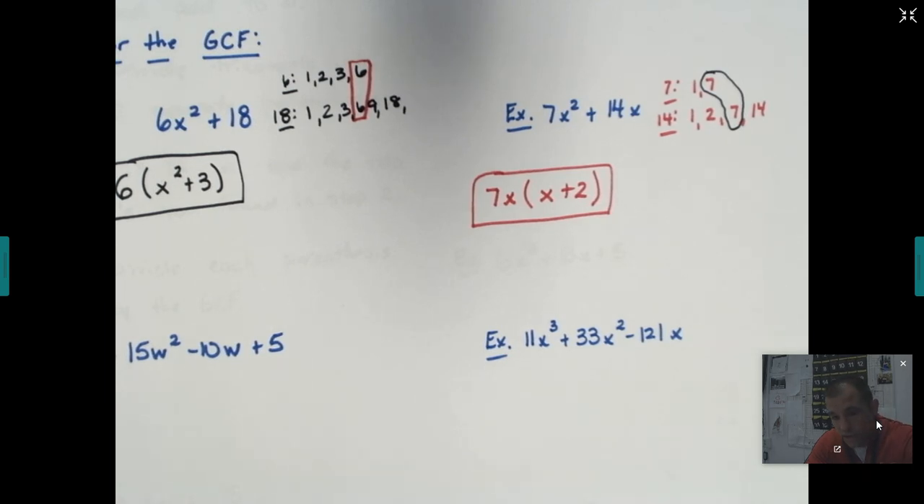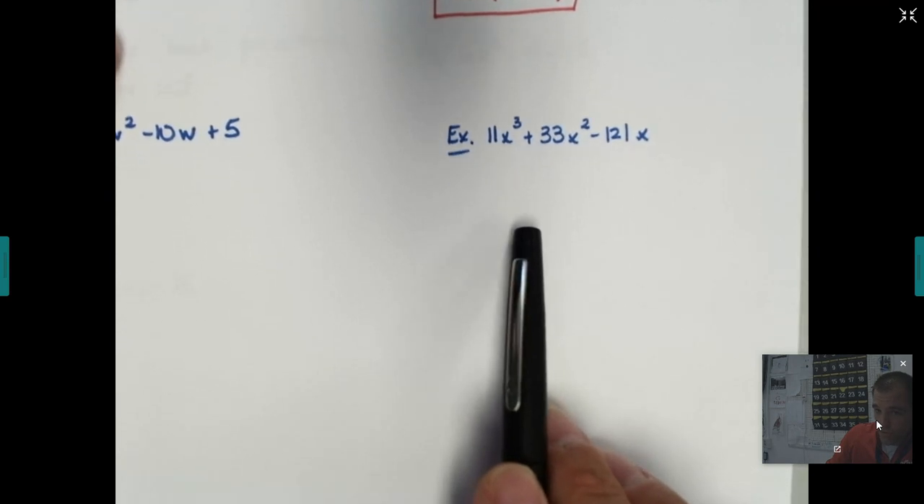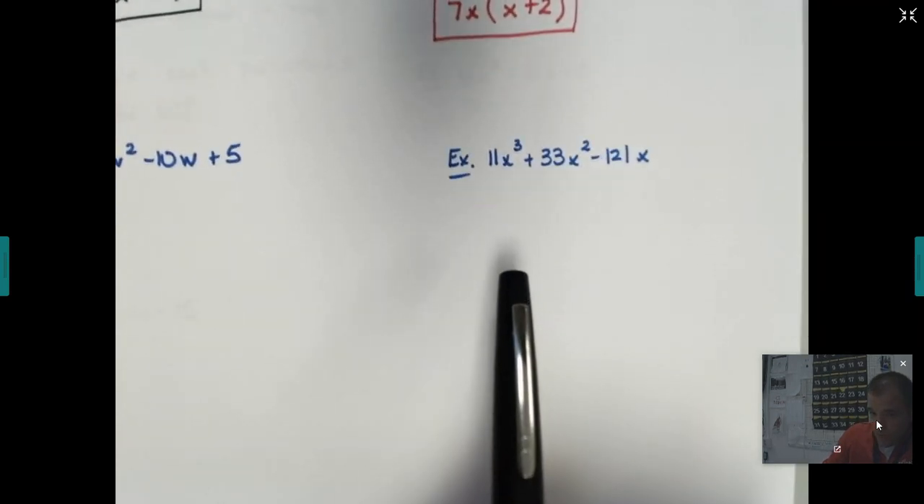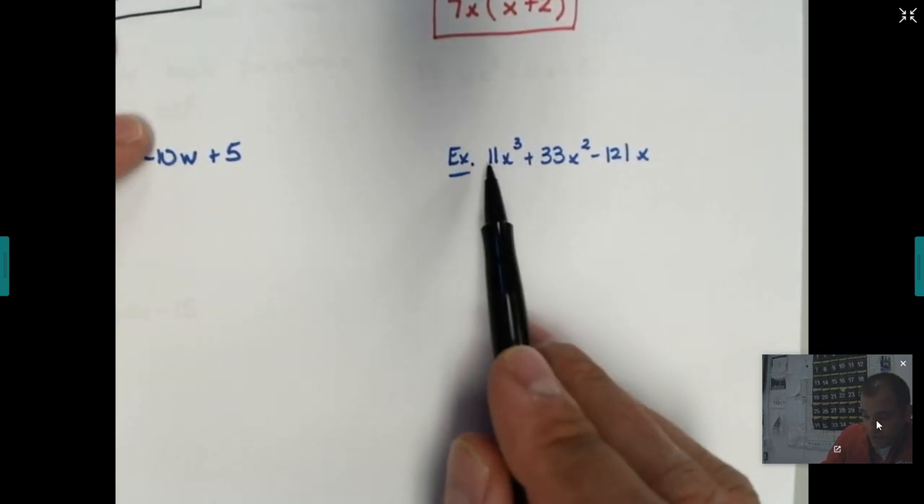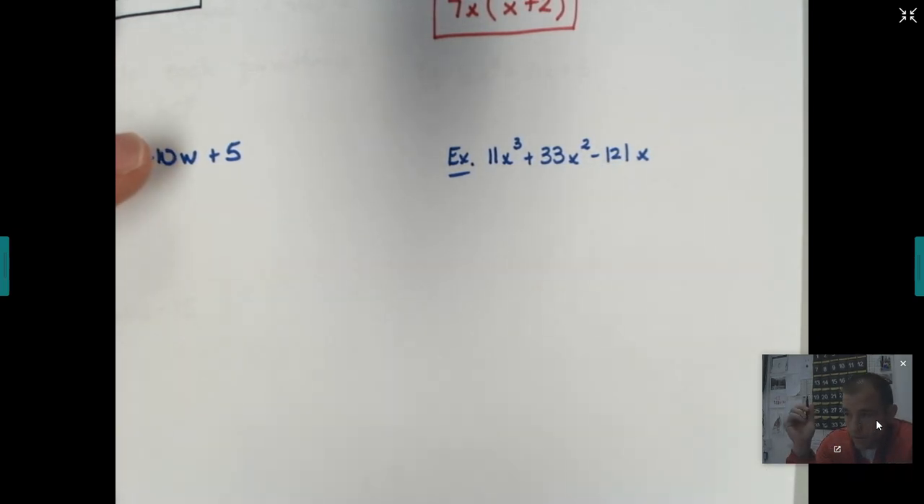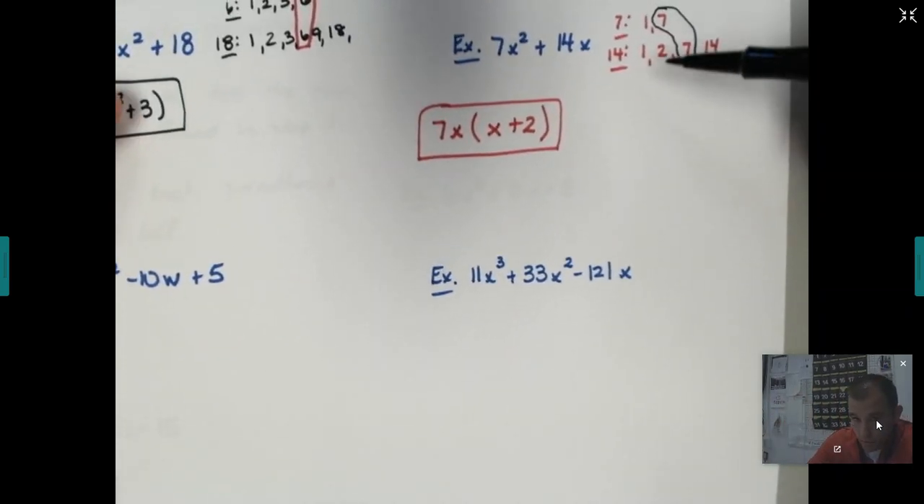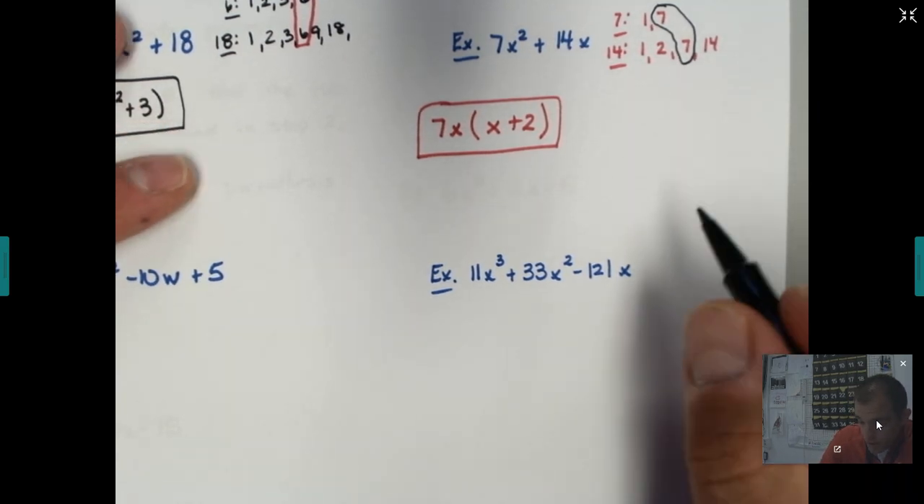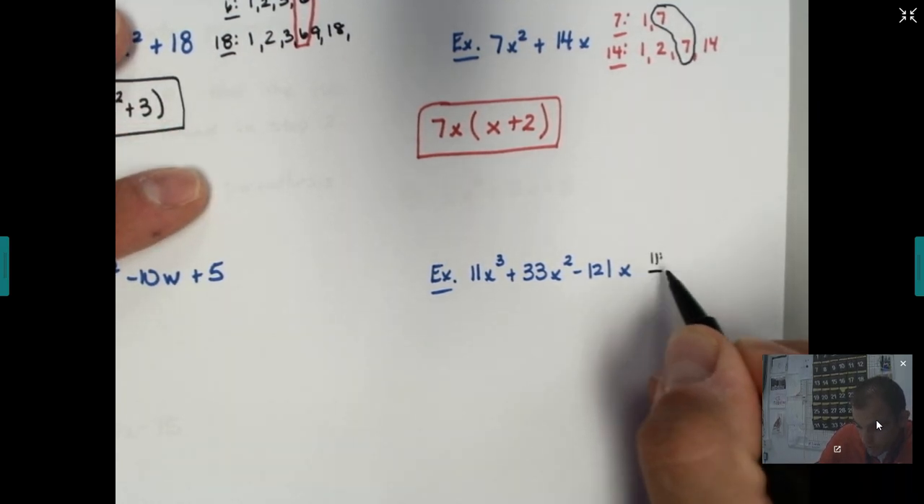We always look for the GCF first and foremost. We're going to skip down to this fourth one, because this is the hardest one of the bunch that I have here. So start with the numbers, 11, 33, negative 121. Try to think of a number that goes into all three of those. And again, if you were stuck, you could list them out.